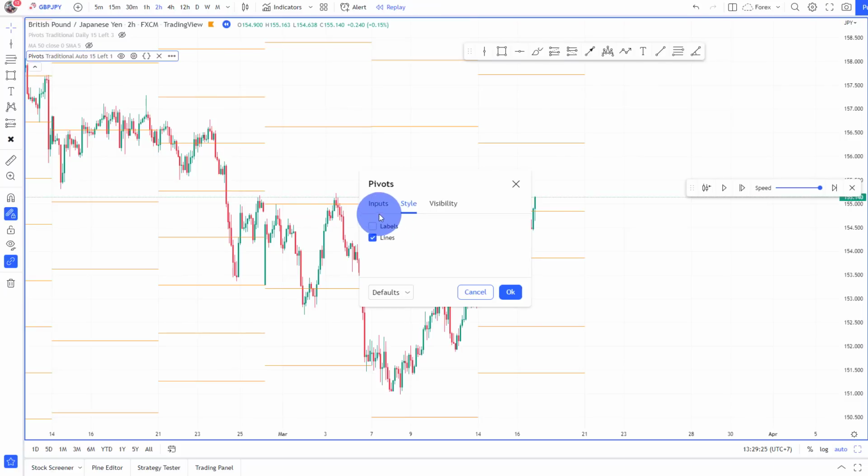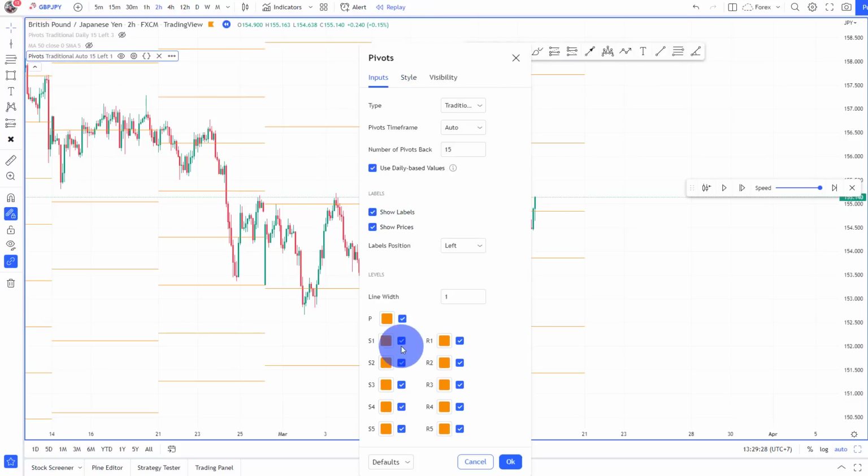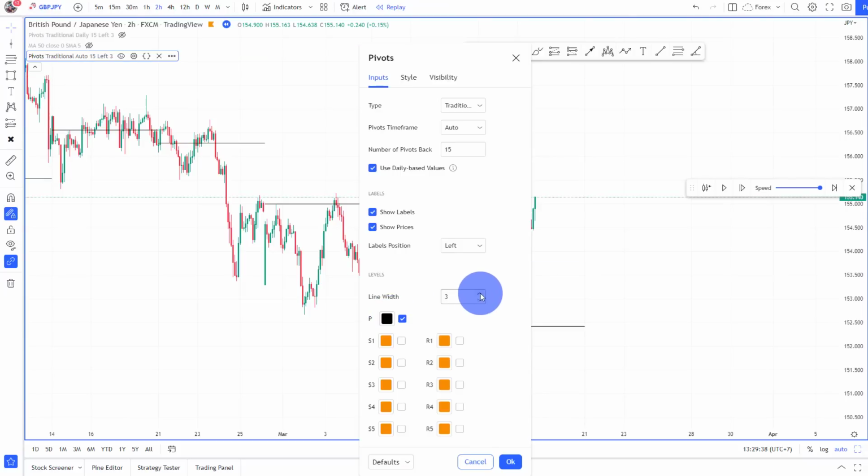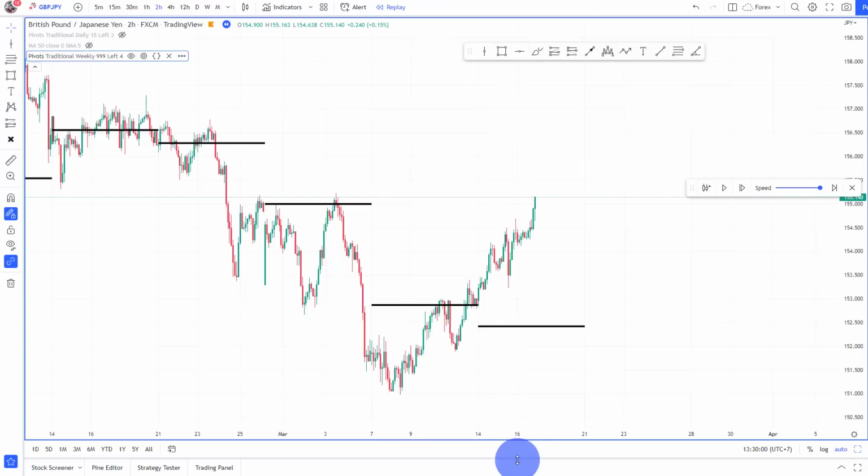First of all, we can turn off the labels. They're not super important. Then what I typically do is get rid of S1 until S5 and R1 until R5. They are the pivot support and resistance levels, but for what we are doing right now, it's not super important. We just stay with P, the central pivot point. I make it a little bit thicker by increasing the width because that's easier to see. If you want only the weekly pivot, go to pivot time frame and choose weekly. If you don't want to do backtesting, you can increase this number so you get more historical pivots, which is helpful.